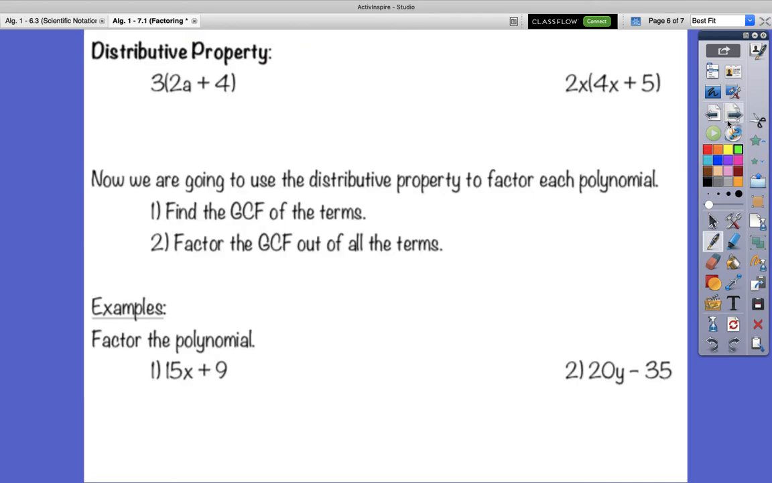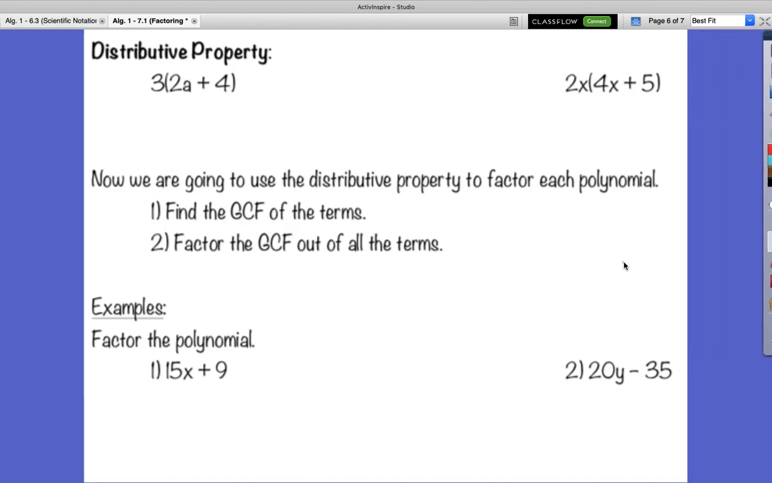So let's go back and recap the distributive property. We did this in our warm-up today. So we do 3 times 2a and 3 times 4. What's 3 times 2a? And what's 3 times 4? 12. We just go in and distribute, multiply them through.